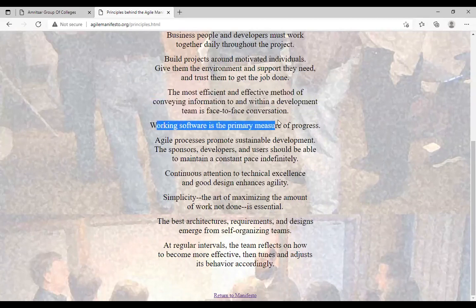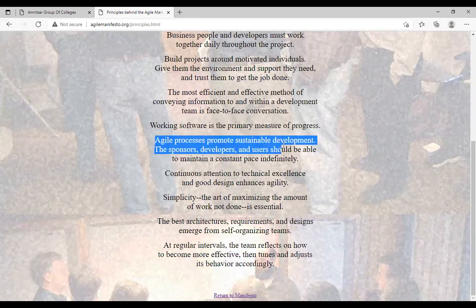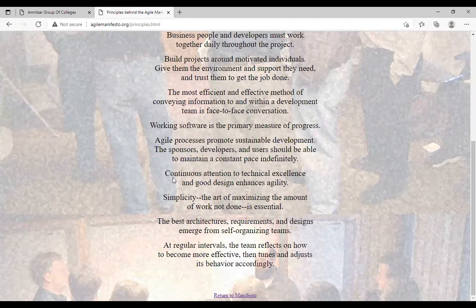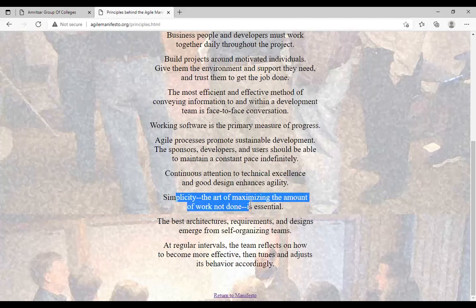Then working software is the primary measure of progress. As I said, they don't emphasize documentation. The main emphasis of agile methodology is working software. Then agile processes promote sustainable development. The sponsors, developers, and users should be able to maintain a constant pace indefinitely. Continuous attention to technical excellence and good design enhances agility. Simplicity, the art of maximizing the amount of work not done, is essential.